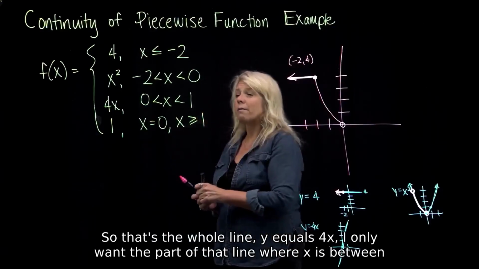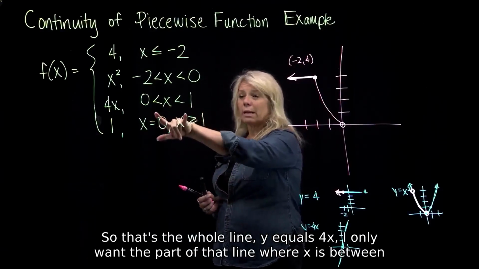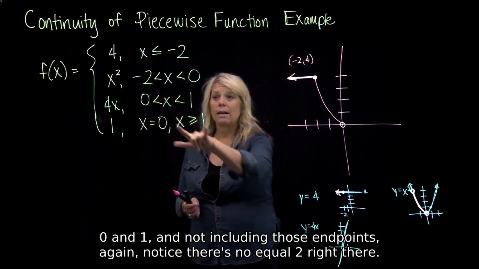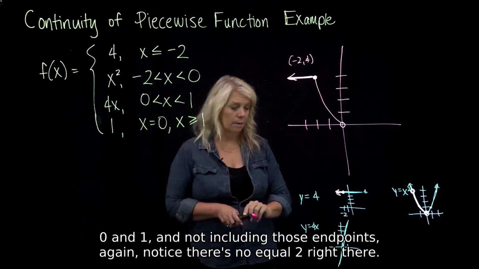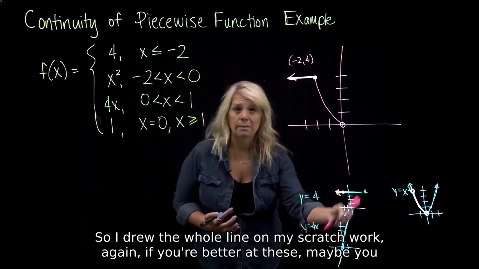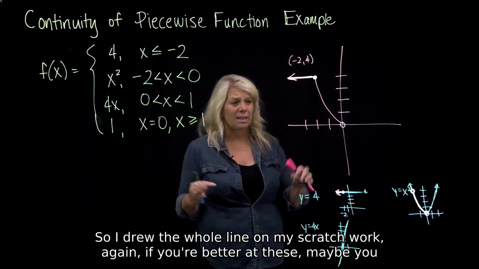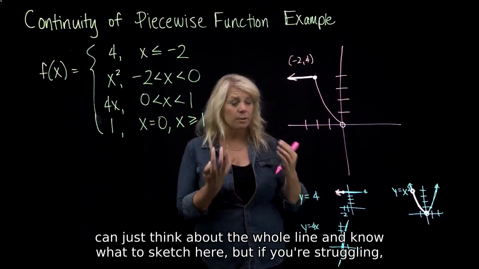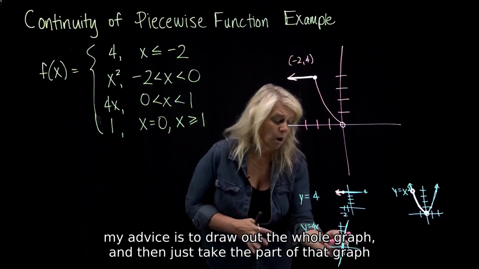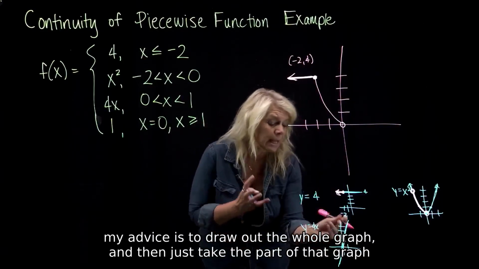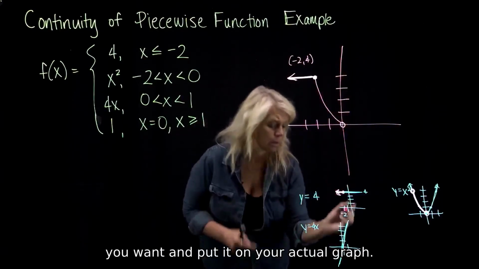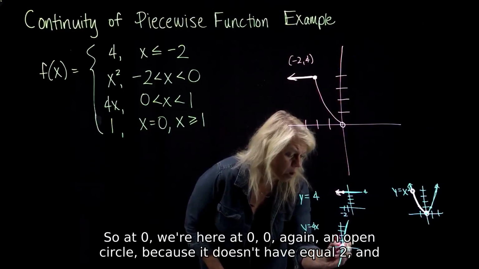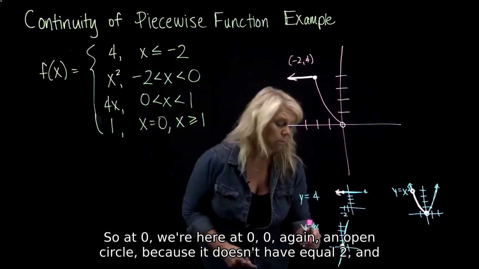I only want the part of that line where x is between 0 and 1, and not including those endpoints. Again, notice there's no equal to right there. So I drew the whole line on my scratch work. Again, if you're better at these, maybe you can just think about the whole line and know what to sketch here. But if you're struggling, my advice is to draw out the whole graph and then just take the part of that graph you want and put it on your actual graph. So at 0, we're here at 0, 0. Again, an open circle because it doesn't have equal to.